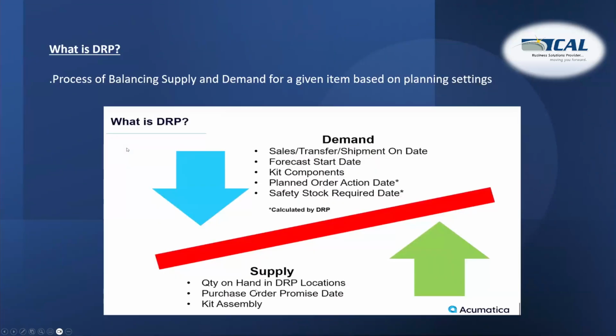Your supply is, what do I already have on hand? What's already on order? And kit assemblies can supply. Those are your different sources of supply. So it tries to look at what I have for demand and what I have for supply. It tries to balance that when you run this DRP process to tell you what you need to purchase.